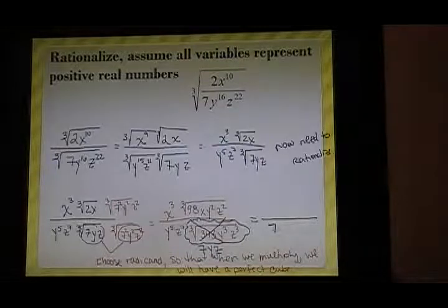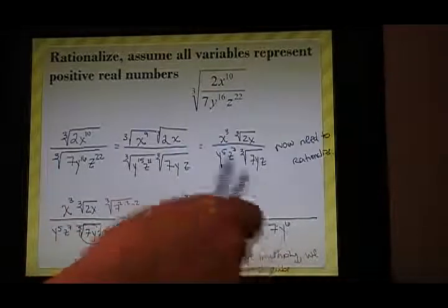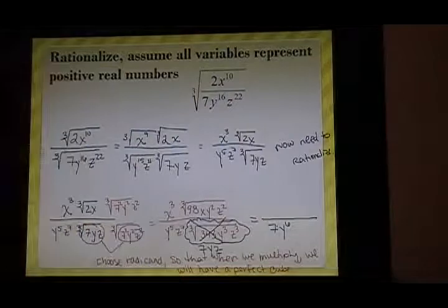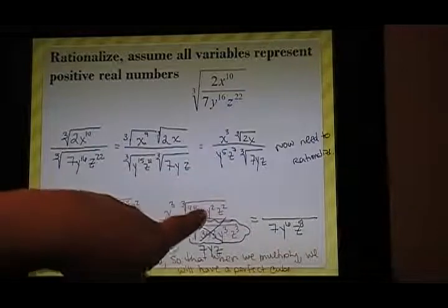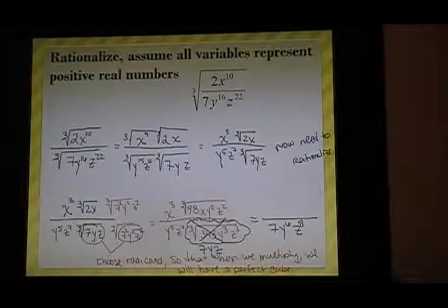So we have 7 y to the sixth, right? y to the fifth times y is y to the sixth. z to the seventh times z is z to the eighth. Here, all of these powers are less than the index, so I know I can't simplify there.